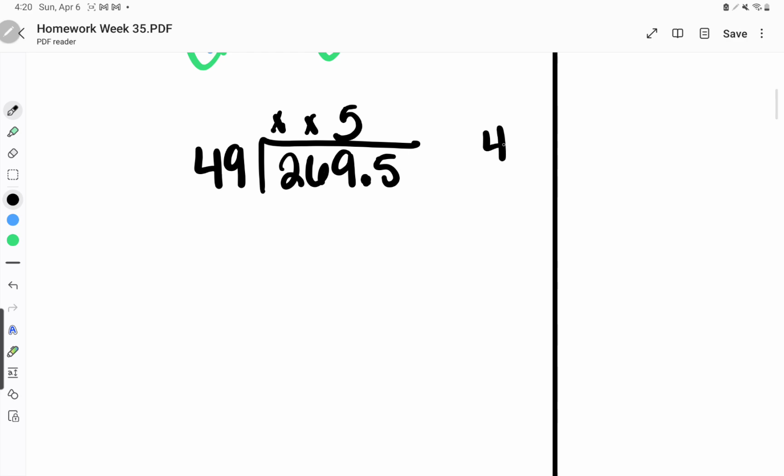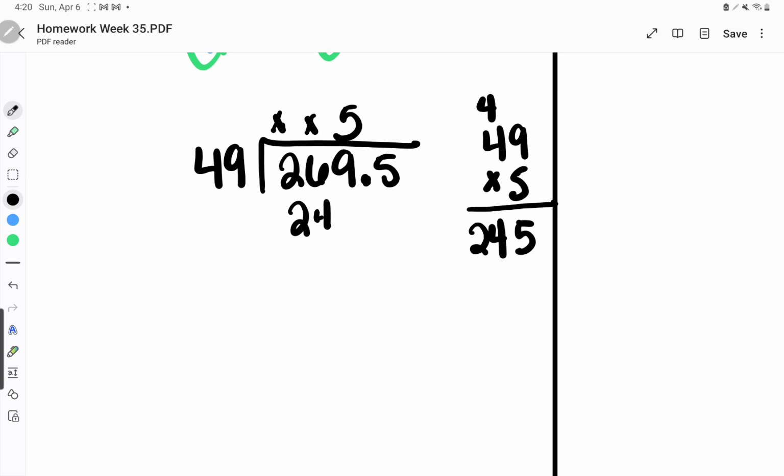We'll come off to the side and we'll do 49 times 5. 9 times 5 is 45, so write down a 5, carry my 4. 5 times 4 is 20, plus 4 is 24. So this gives 245 right here. Subtract, 9 minus 5 is 4. 6 minus 4 is 2, and then 2 minus 2 is 0. 24 is less than 49, so we did that correctly.